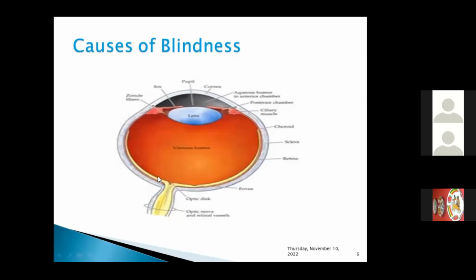The innermost part of our eye is the retina. This is the most important part of the eye, where the visual information starts to form. So anything that affects the cornea up to the optic nerve can result in either visual impairment or blindness.